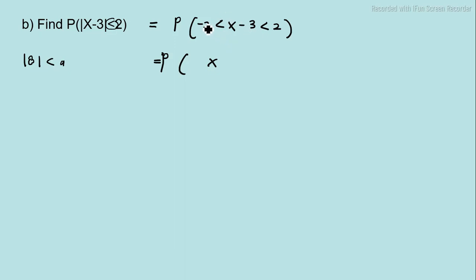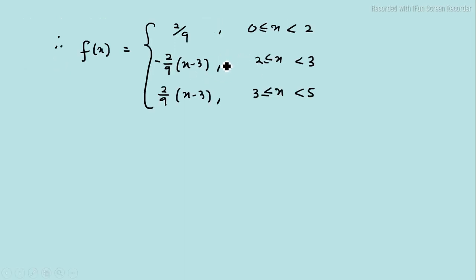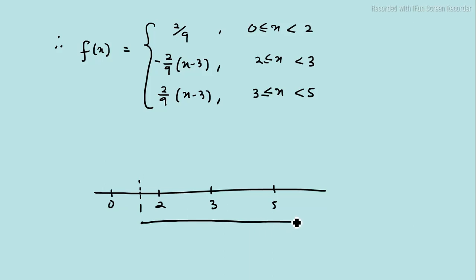Bawa ke sebelah, negatif 2 tambah 3 dapat 1. Okay, 2 tambah 3 dapat 5. So, ini adalah probability yang kita kena cari. Okay, so daripada 1 hingga 5. So, tadi kamu dah buat 0, 2, 3, 5. Okay, so daripada 1 hingga 5.